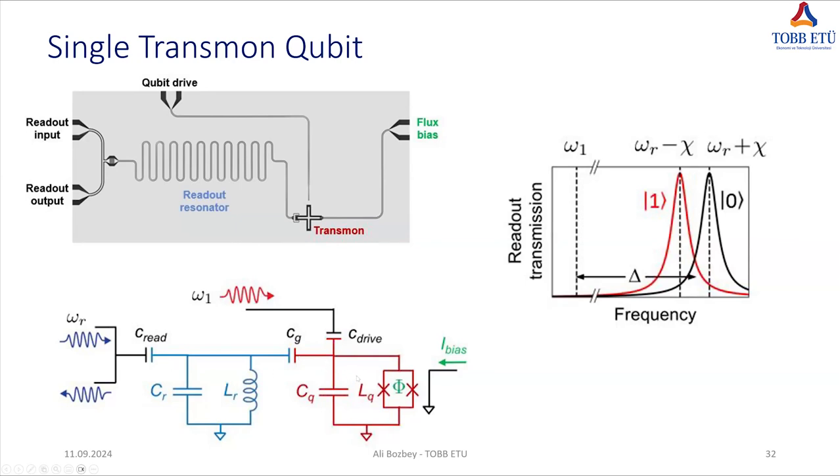And then you can excite the qubit from 0 state to 1 state. And when you measure the resonance frequency, after you made some qubit operations, the state of the qubit has changed. Then if you read the resonance frequency, you can see the 0 or 1 state. So in a single qubit case, it's like this. But there is no entanglement or no gate here.